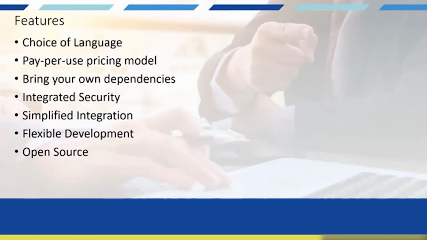Here are some key features of functions. First, you get the choice of language. You can write functions using your choice of C#, F#, or other languages. You get a pay-per-use pricing model. You pay only for the time spent running your code. You can bring your own dependencies. Functions support NuGet and NPM, so you can use your favorite libraries. Integrated security: you can protect HTTP triggered functions with OAuth providers such as Azure Active Directory, Facebook, Google, Twitter, and a Microsoft account.